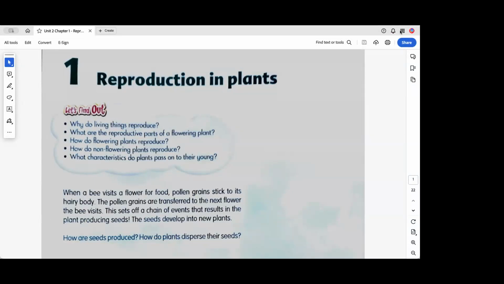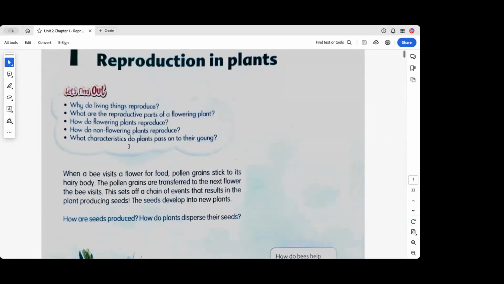Reproduction in plants follows strictly on the life cycles. Cycles, we all know, are repeated patterns of change that occur around us. Living things continue to exist because they go through the life cycle. Non-living things are also involved in life cycles. For example, the water cycle ensures a constant supply of water on Earth. So let's look into this lesson.